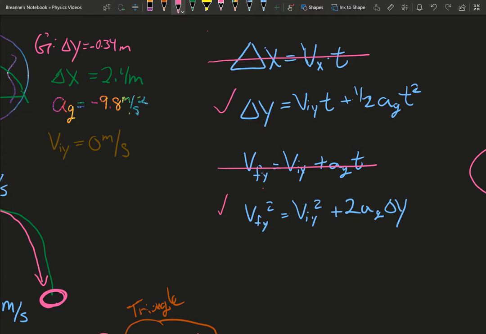We don't have our initial velocity, so we can't really use that one. And we don't have our initial velocity, so we can't really use that one. Uh-oh. So we're not able to use any equation. So what do you think we need to solve for before we solve for our delta y? Yep, you guessed it. We need to solve for our initial velocity.